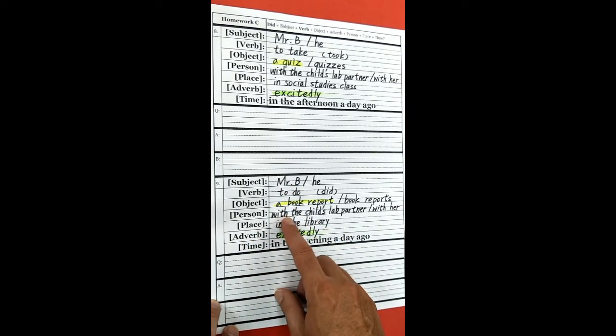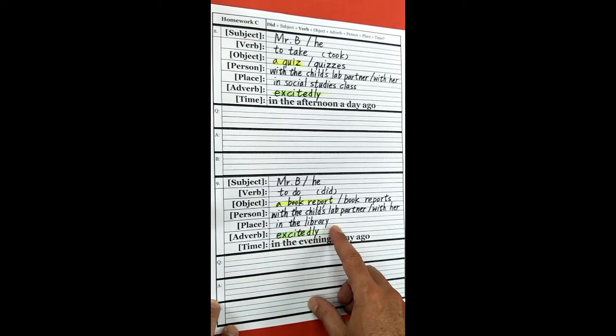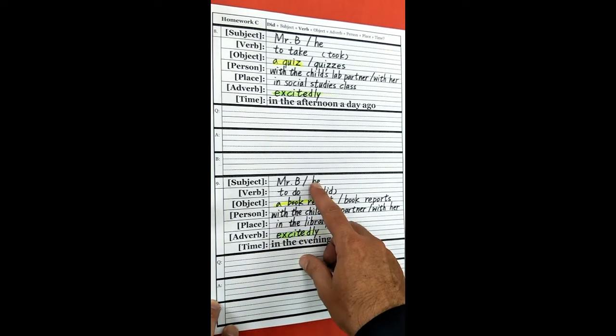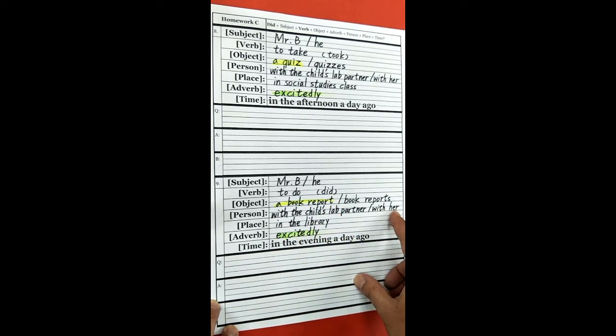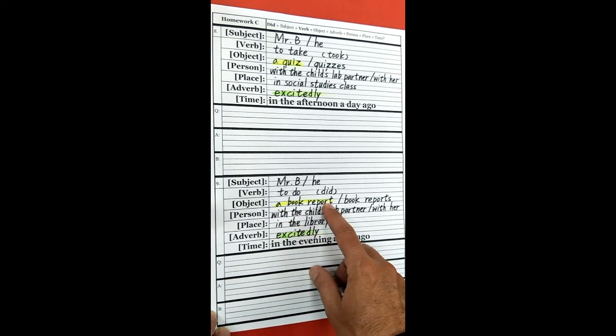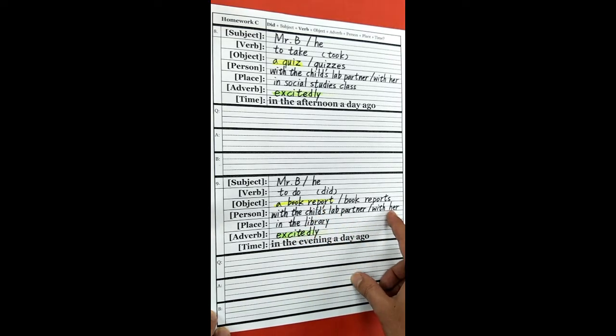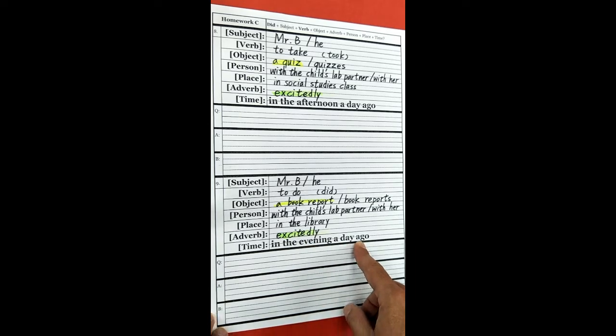Did Mr. B do a book report excitedly with the child's lab partner in the library in the evening a day ago? Yes, he did a book report excitedly with her in the library in the evening a day ago. No, he didn't do a book report excitedly with her in the library in the evening a day ago.